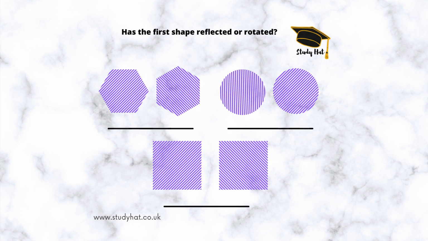So, has the first shape been reflected or rotated? Look very carefully at the pictures and then you need to fill in the blanks for each of these 3 questions. So put the answers in the comments below and come back to us once you're done.